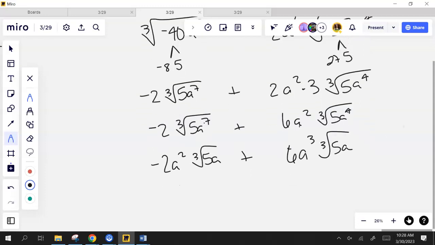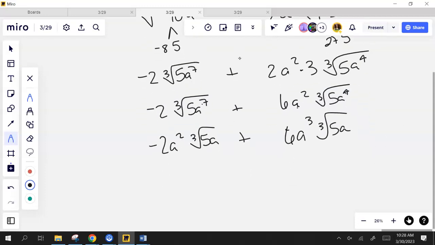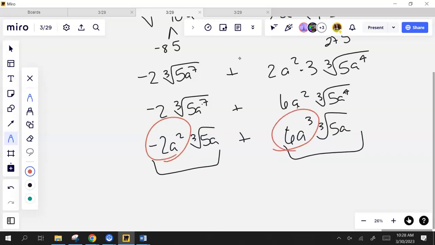So while these are like radicals, these in front I can't combine because they're not like terms. What you could do is say -2a squared plus 6a cubed, and then put the cube root of 5a on both of them. But either way, it's literally the same thing.